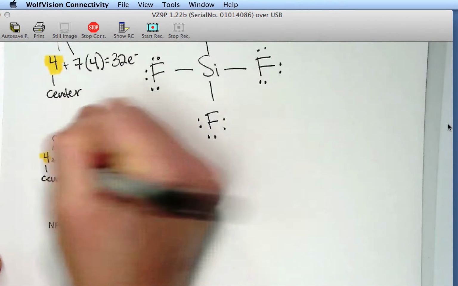So I have 24 electrons shown. Now I have 2 remaining to give out. Where do they go? On top of the nitrogen. So nitrogen has lone pair electrons. Those are non-bonding electrons. Questions?